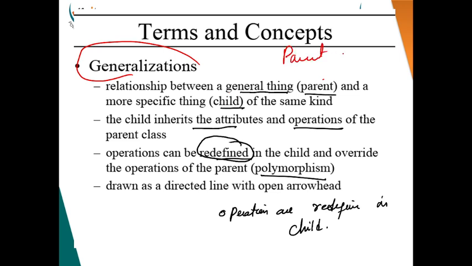Parents and children are defined. Children inherit the attributes, and the attributes from the parent can be defined in the children. An operation can be redefined or overwritten in the children, and that is the concept of polymorphism. Operations can be redefined in children.